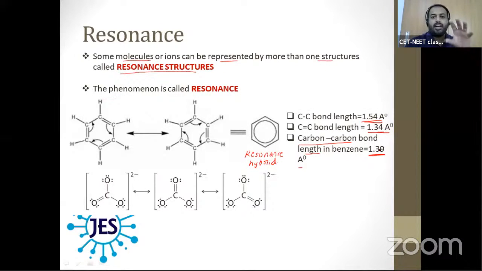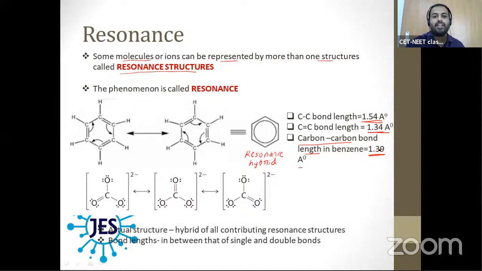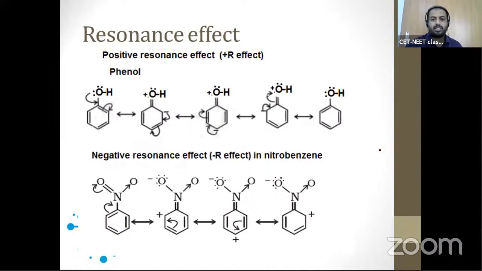Now, resonance phenomenon results in separation of charges, and that is what you call the resonance effect. So due to resonance, there will be charge separation, and this is what is called the resonance effect. Just like in the case of the inductive effect, even the resonance effect is of two types: plus R effect and minus R effect.